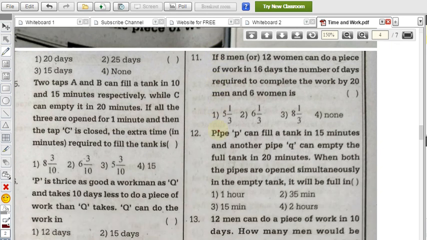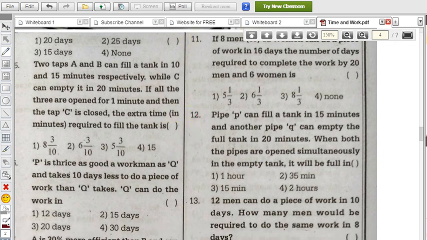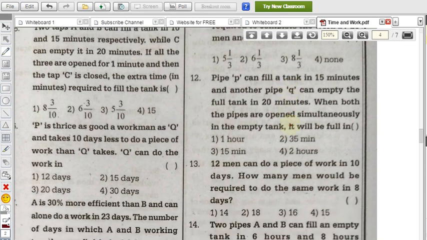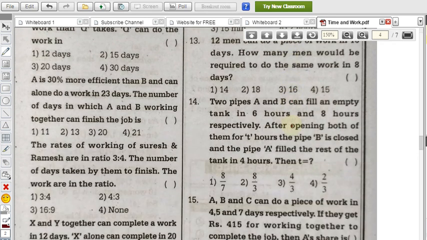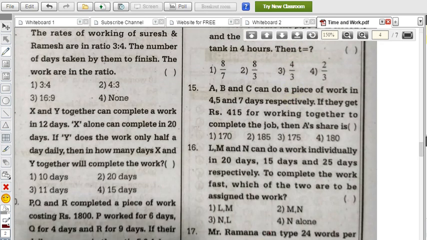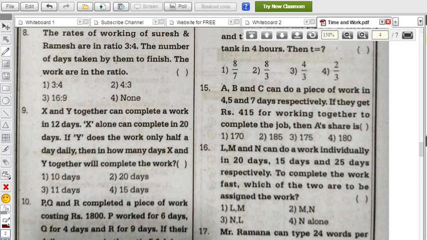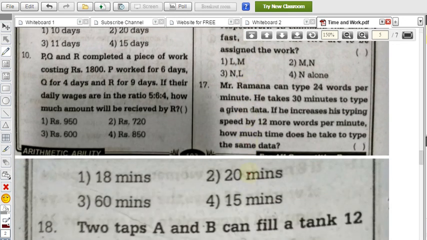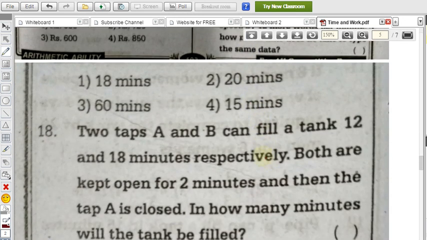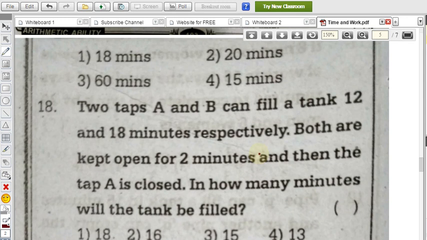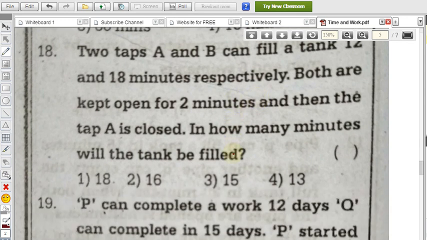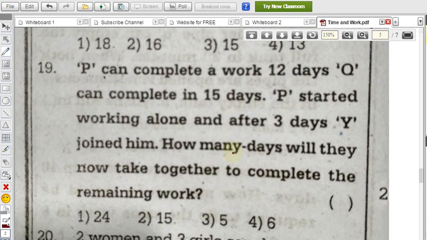So similarly, some other problems are also there. Same like this, 11 is also the same, you can go through these questions. So these are all the problems related to the time and work concept.